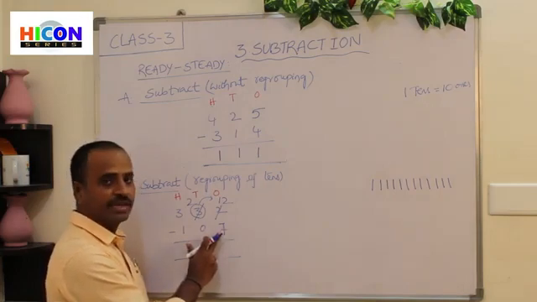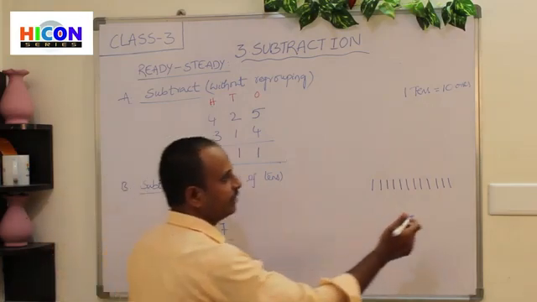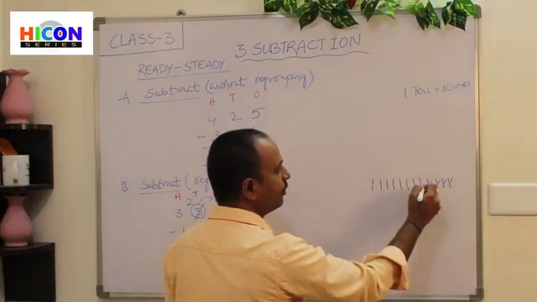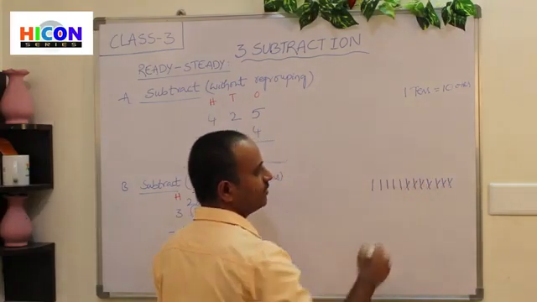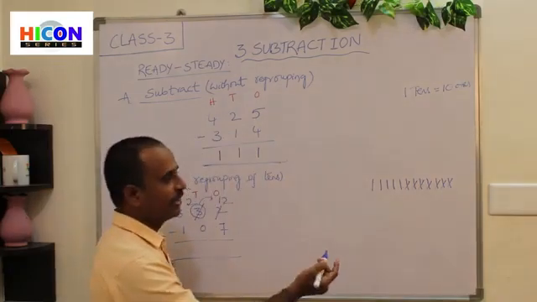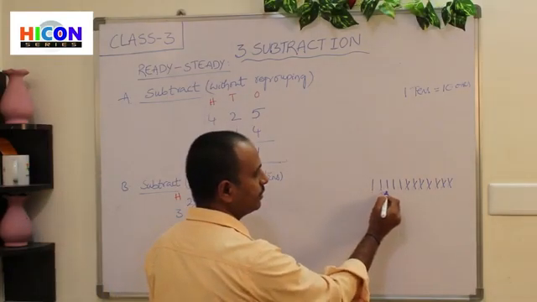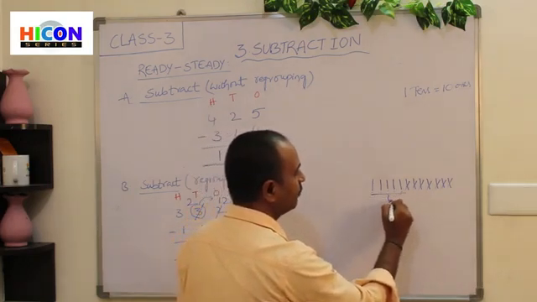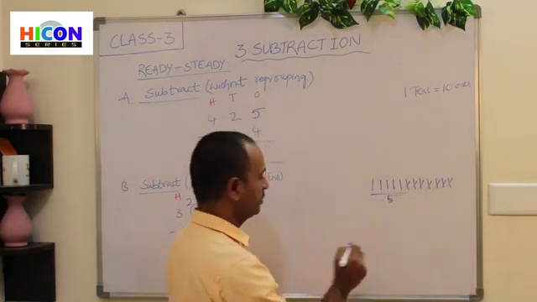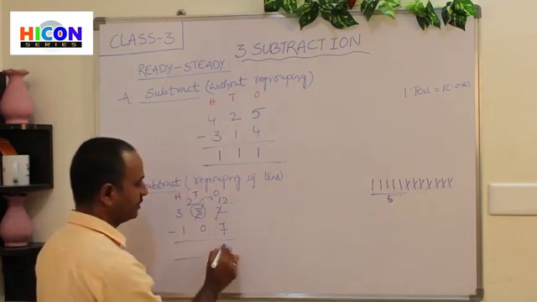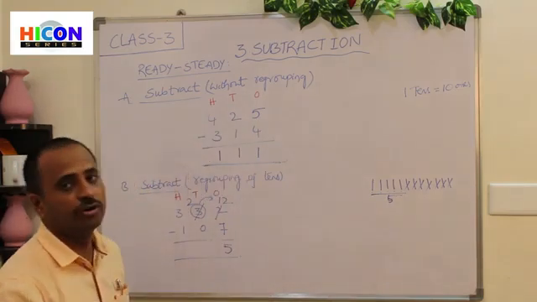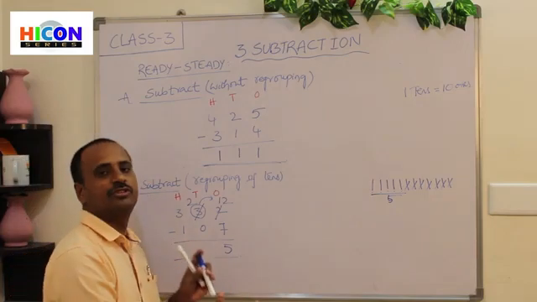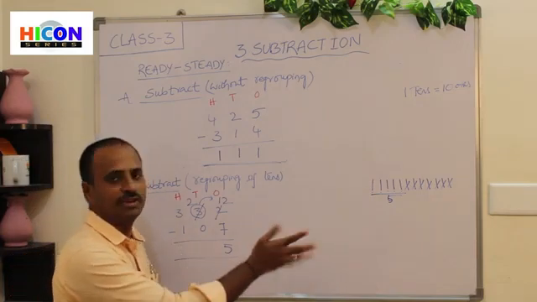So here the second number is 7. So strike off 7 lines among 12 lines. 1, 2, 3, 4, 5, 6, 7. So children, count the remaining lines. 1, 2, 3, 4, 5. So how many lines are there? 5 lines will be there. So write 5 under ones place. So in this way, if we cannot do subtraction on our fingers, we can also do the subtraction just by drawing lines and striking them off.